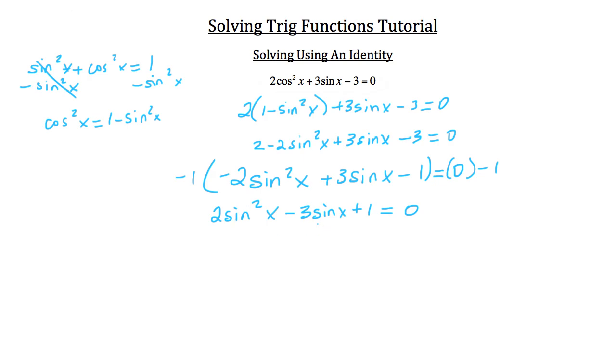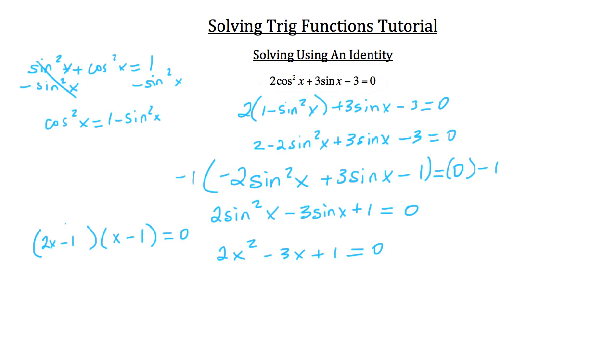Now this is starting to look a little like a quadratic. If we just changed all our sine x's to just x, it would look like 2 times x squared minus 3 times x plus 1 is equal to 0. So notice anywhere I had a sine x, I just changed it to x to make it a little bit more easy to deal with. When we do that, we could then factor. And if we factored that, it's going to look like this: 2x minus 1 times x minus 1 is equal to 0.